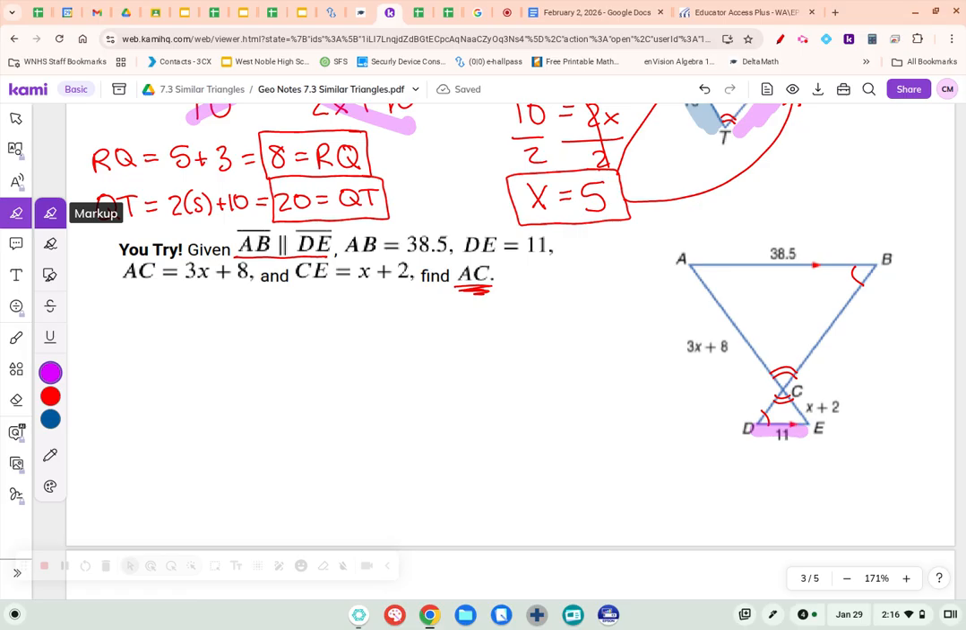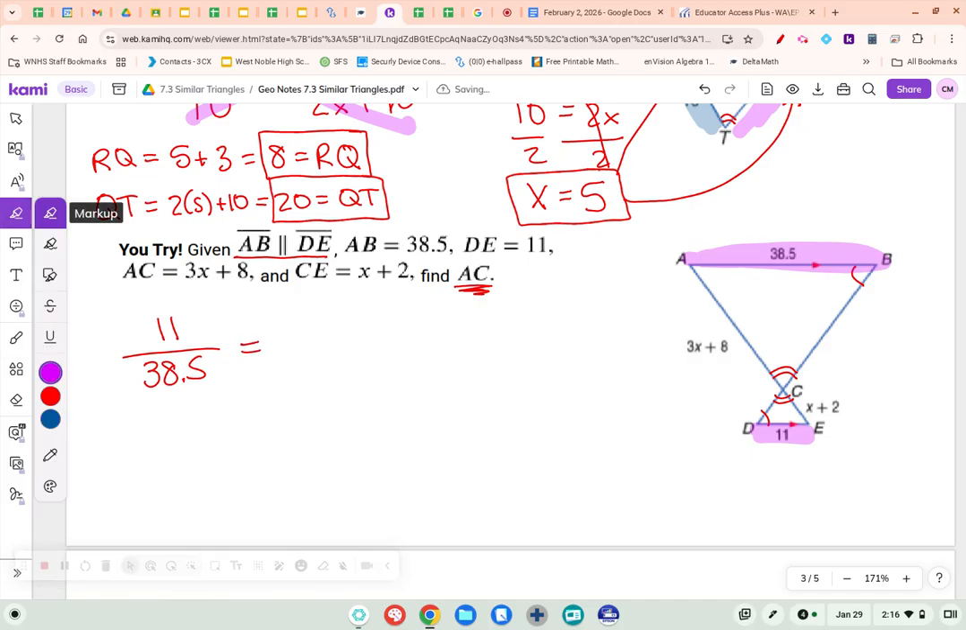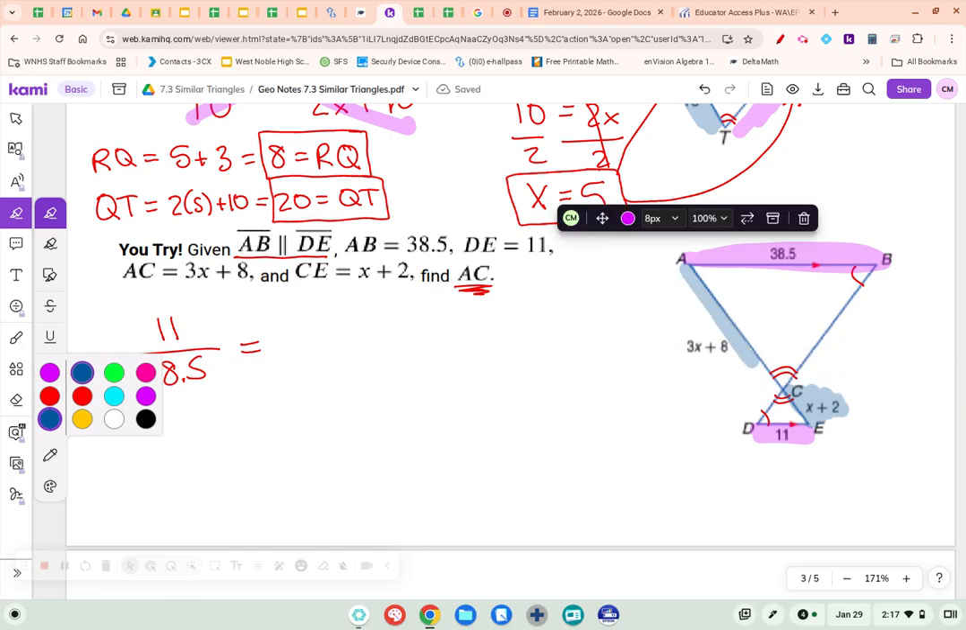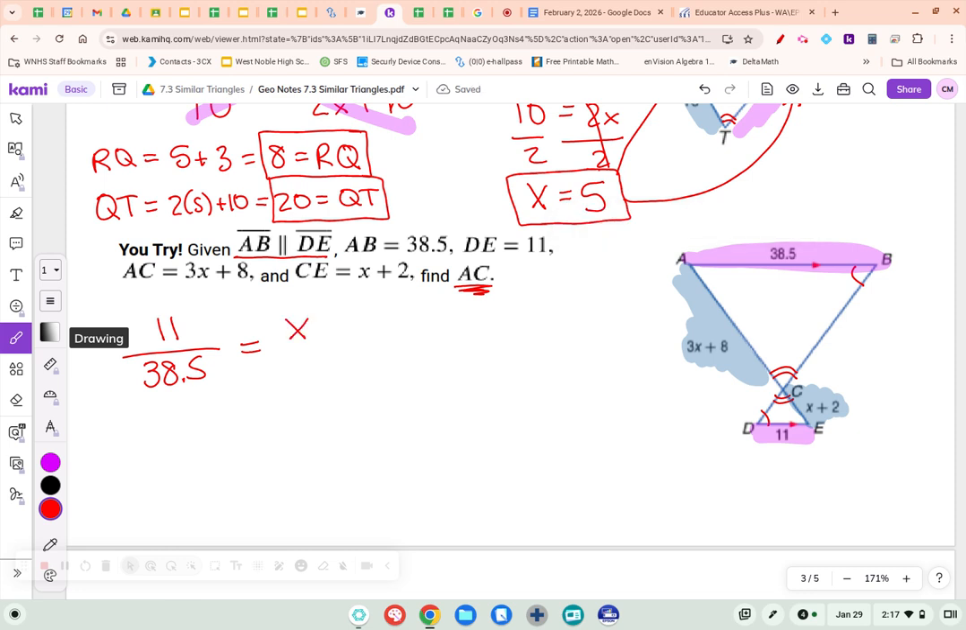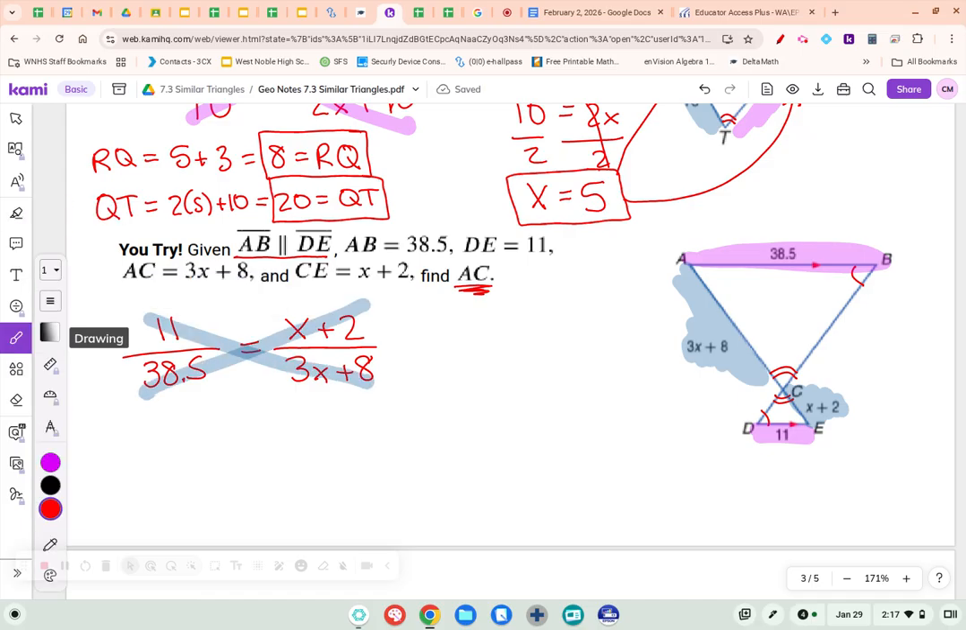So I notice 11 and 38.5 are between the single and no mark, so I'm going to put 11 over 38.5, and then I'll equal that to x plus 2, which is between the no mark and double mark, and 3x plus 8 is between the no mark and double mark. So I'll do x plus 2 over 3x plus 8. These are similar. We have set up our proportion. So now I can cross multiply.